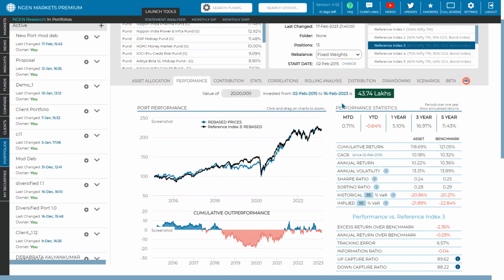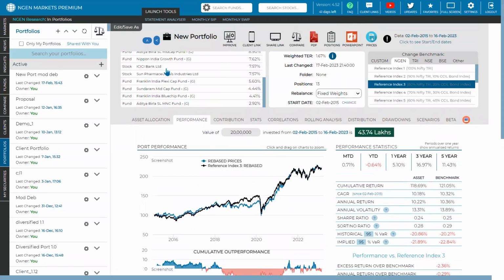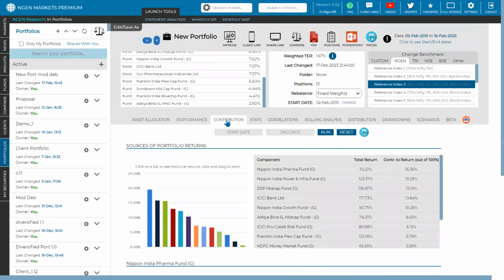Now, we saw the flaws in the portfolio. What is dragging the portfolio down? What are those funds or securities which are not contributing? Because we do remember we have added a couple of stocks here as well. So let's talk about the contribution.